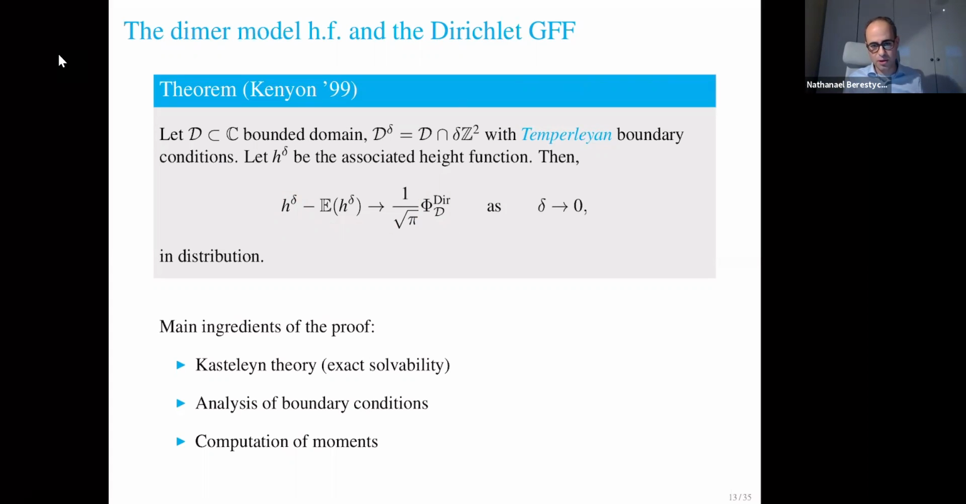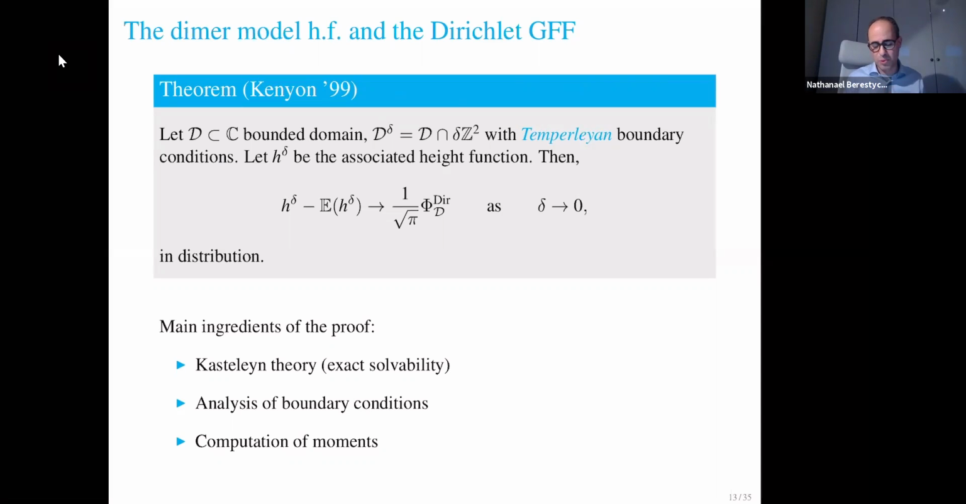So this was really a fundamental result. As I said, it's the first time in statistical mechanics that there was a rigorous proof of conformal invariance. And the Gaussian free field has ended up playing a major role in many branches of probability over the last 20 years. But it's interesting to note that at the beginning, when Kenyon proved this result, I think it's fair to say that the object was not so well known.